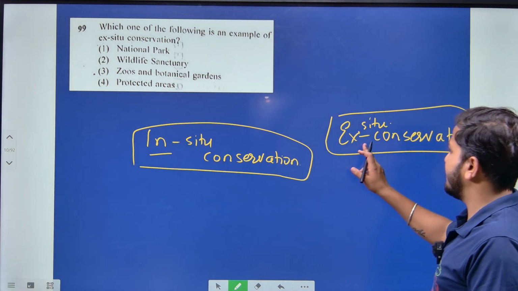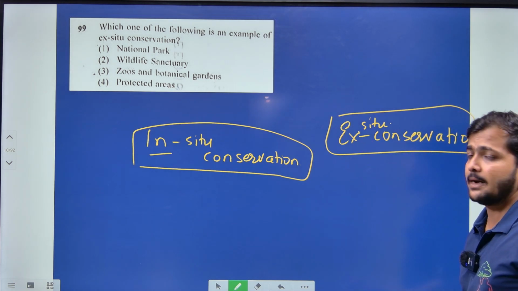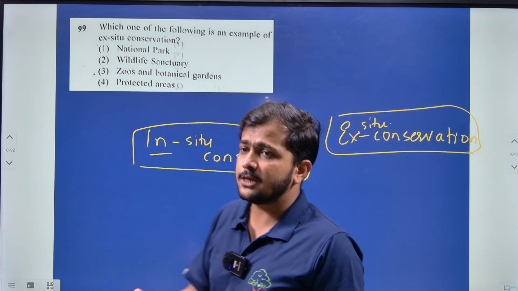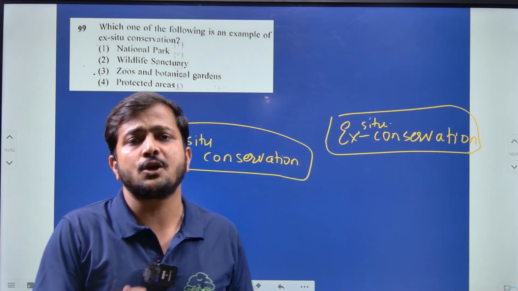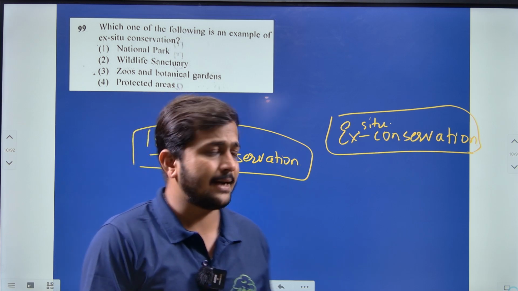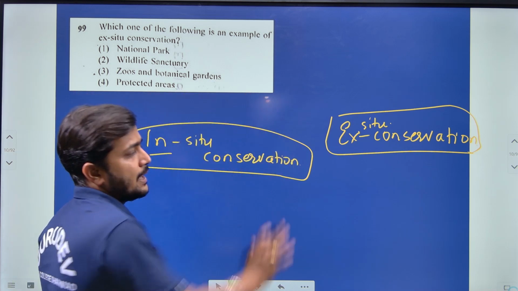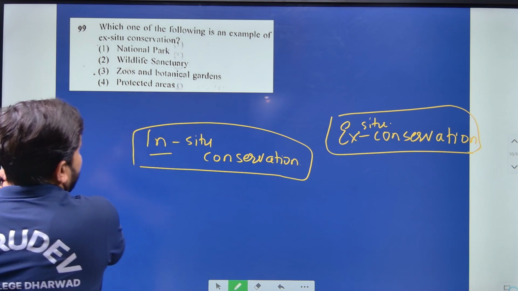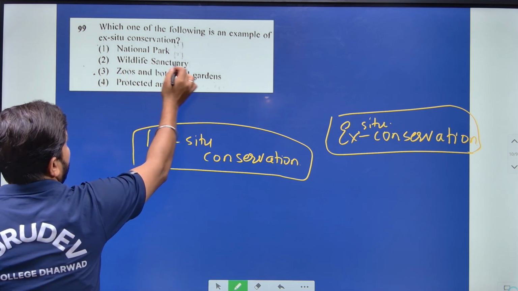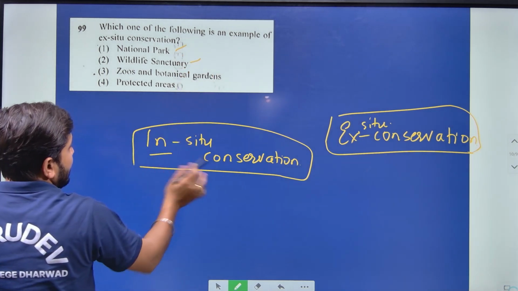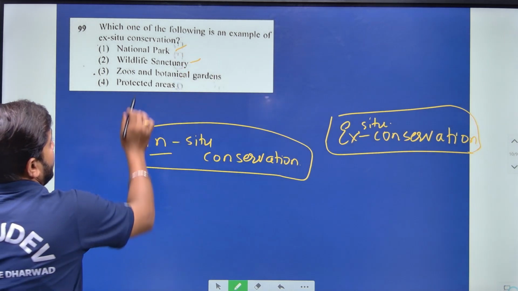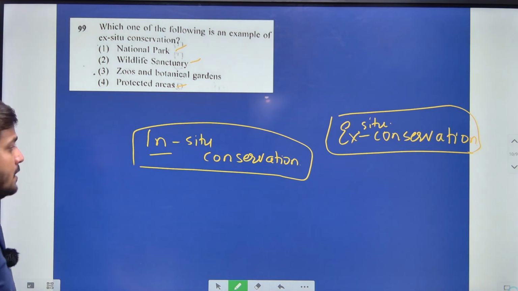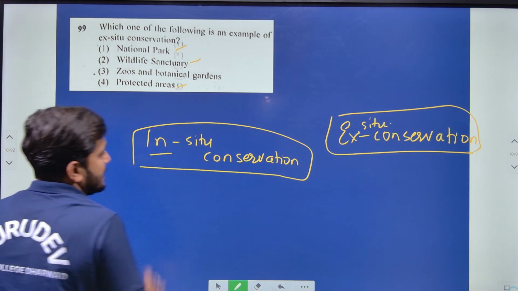And one more type is ex situ conservation. In ex situ conservation, what we do is, in a man-made geographical area, we preserve an organism. That is what we call ex situ conservation. According to that, option-wise, if I consider, national parks and wildlife sanctuaries, both of them are in situ conservation. Protected areas means we carry out protection in their own areas only. So definitely it is also in situ conservation.